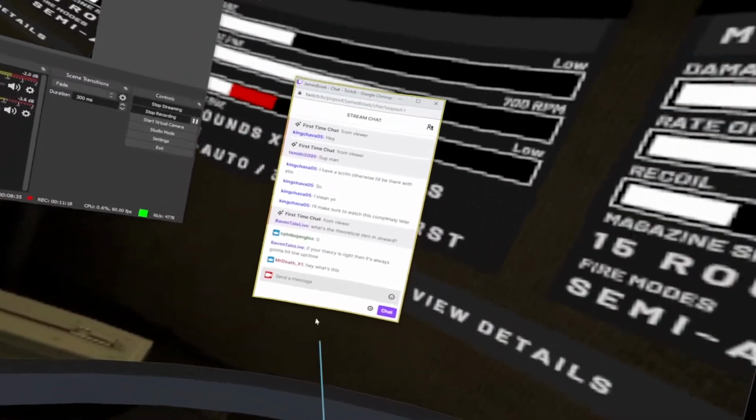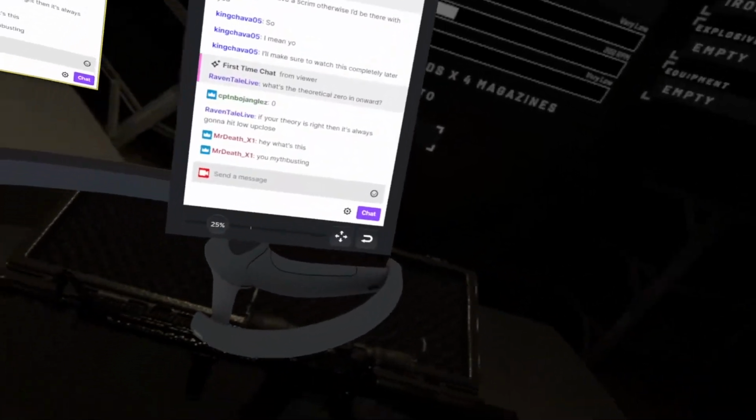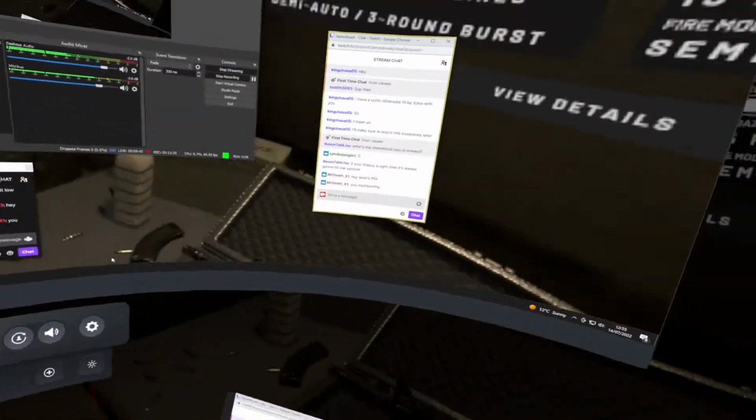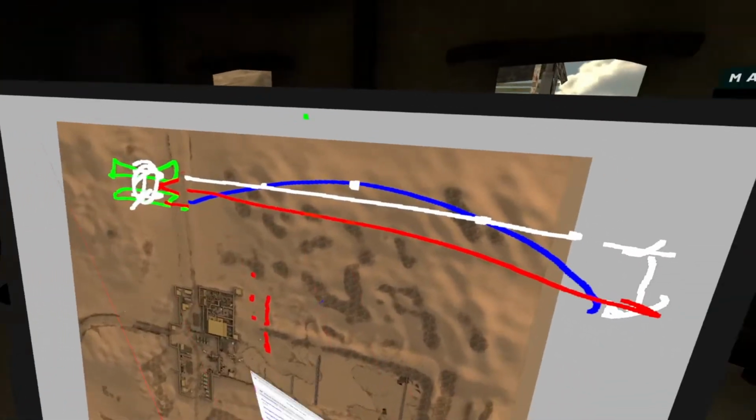Hey, Mr. Death, I'm going to look at bullet drop and whether it exists at all. Yeah, I'm myth busting, maybe. So I was just going over some basic theory of bullet trajectory and how it works.